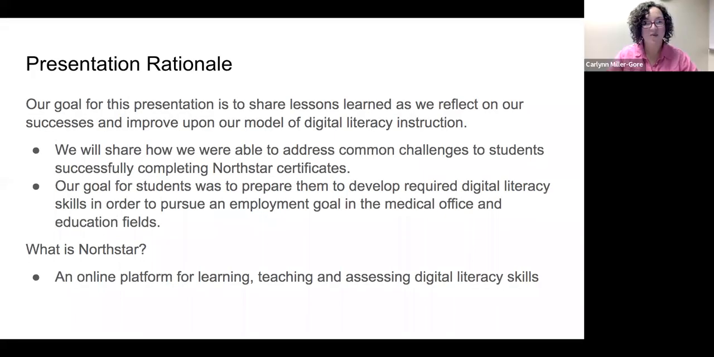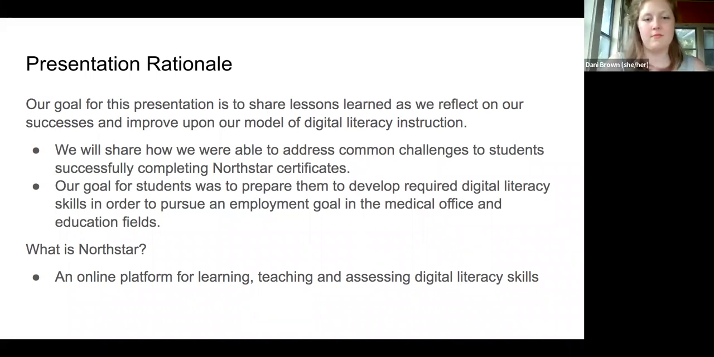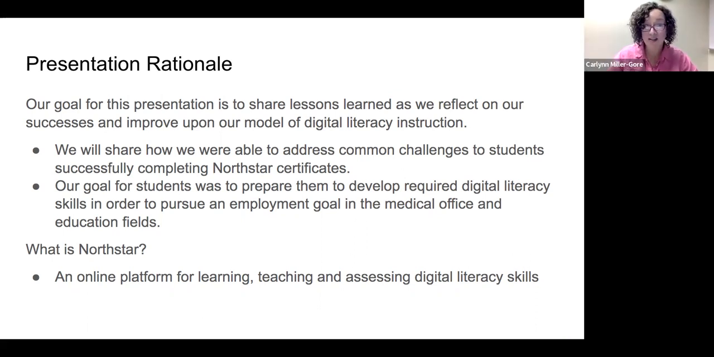All right, so we wanted to just share with you a little bit about how and why we're presenting today. Basically, through our collaboration under the grant, we learned that there are some aspects of the model we were using that allowed us to address some common challenges to students successfully completing the North Star certificates. And we want to share that with you.